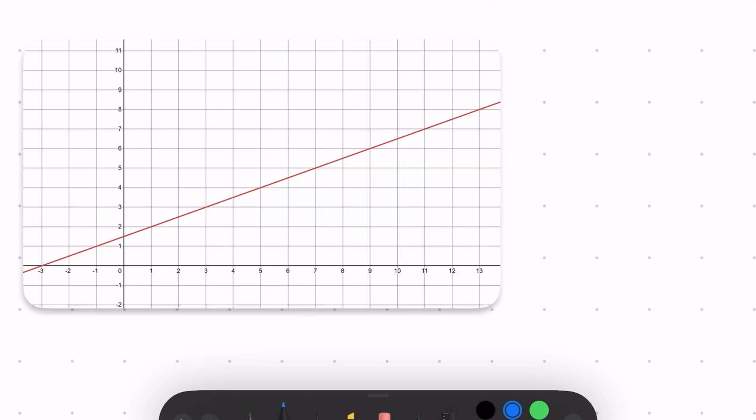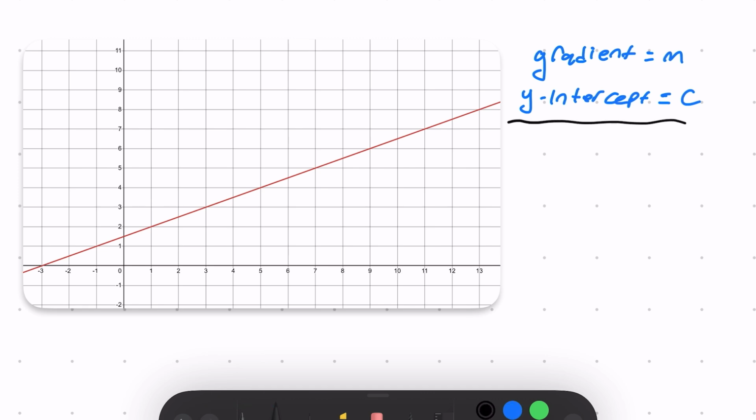Here's another linear graph here. You might notice that it looks different, and that's okay, but we want to find the exact same things. We want to find our gradient, which is equal to the letter M, and we want to find our y-intercept, which is equal to the letter C. Gradient, the letter M, the y-intercept, the letter C.